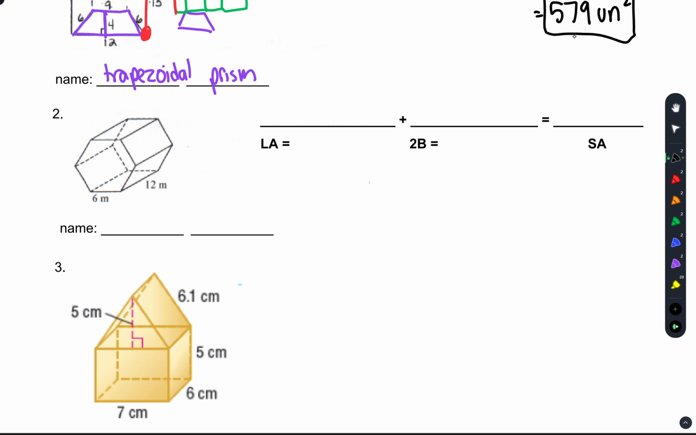Number 2, what would we call this shape? Any ideas? It's a prism. We know it's a prism. We look at the name of the base, which, remember, our bases are the non-rectangular pieces, unless they're all rectangles. So it's got 6 sides. This is a hexagonal prism.